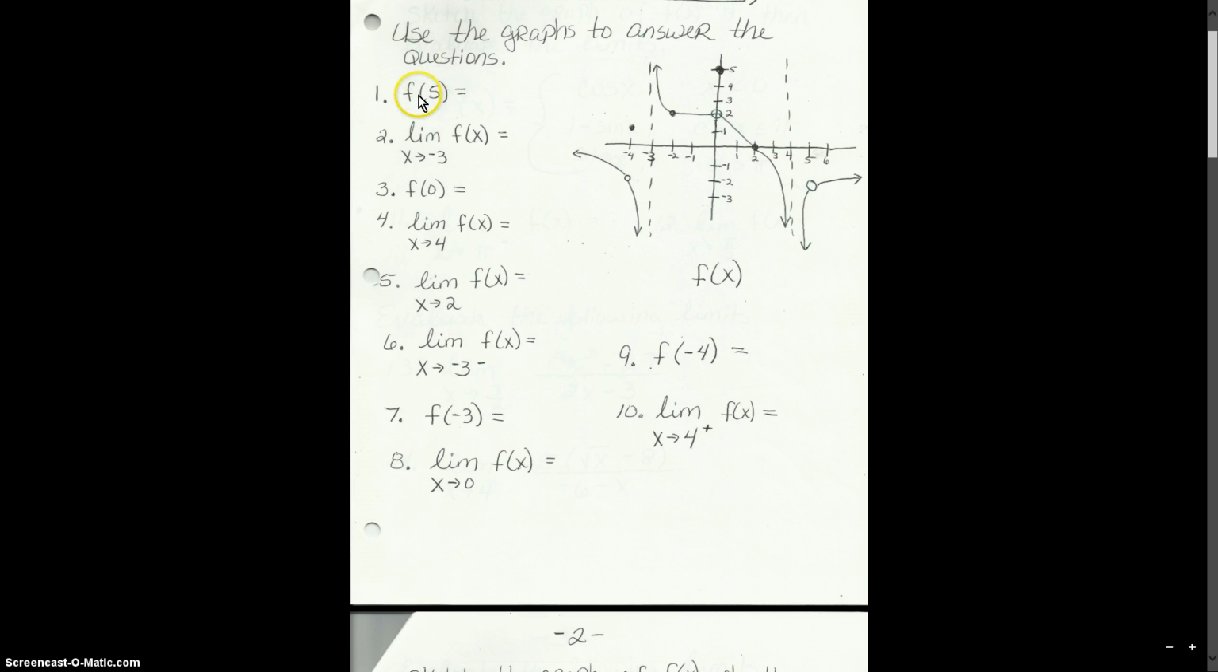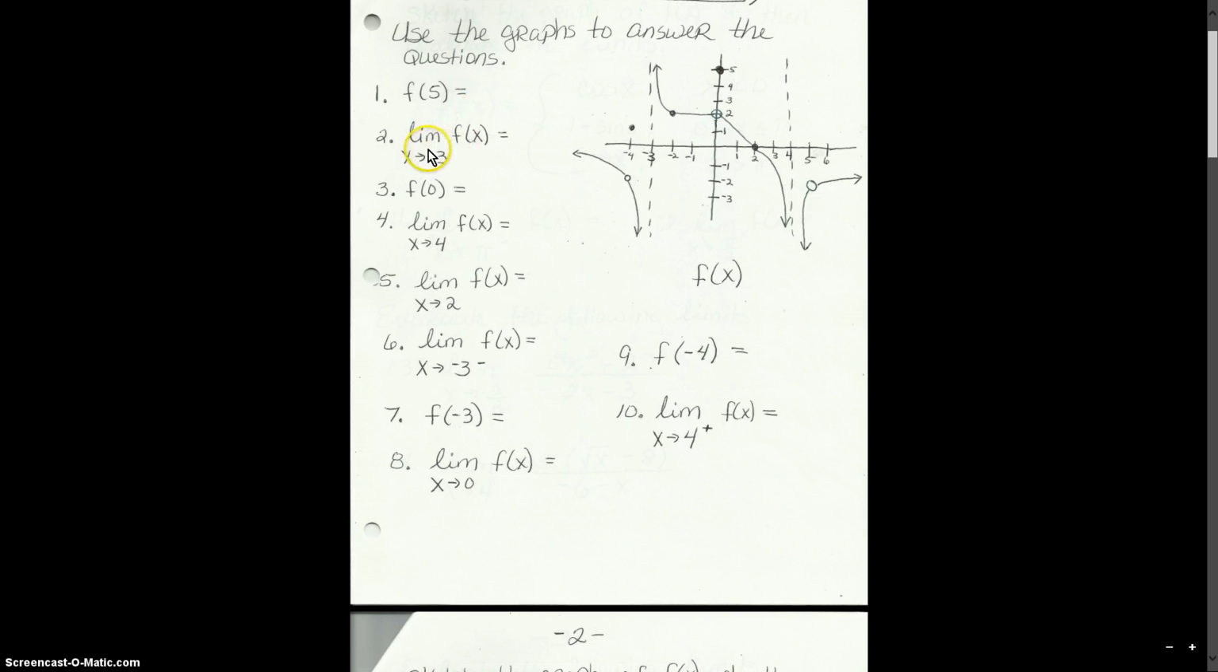Number one is asking to find f of 5. So I go to where 5 is, and if you need to, draw yourself a little vertical line. So I'm going to use my arrow. If I go through this vertical line at x equals 5, anywhere in there did I go through a shaded circle? No, I didn't. So my answer for number one is does not exist.